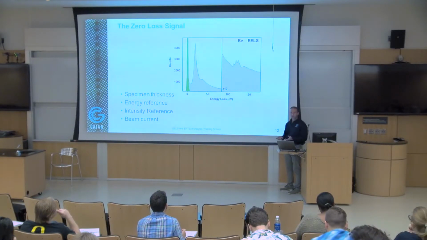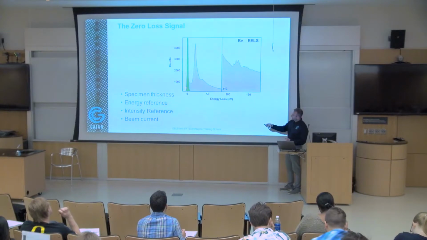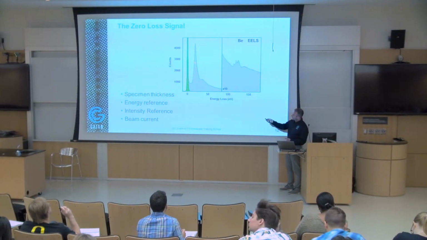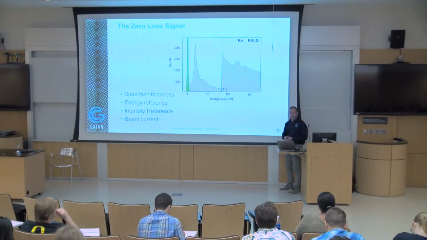Like in EFTEM, when we do a thickness map in EFTEM, you take an image using only these electrons and another image with the slit out. So essentially, you take all the electrons.